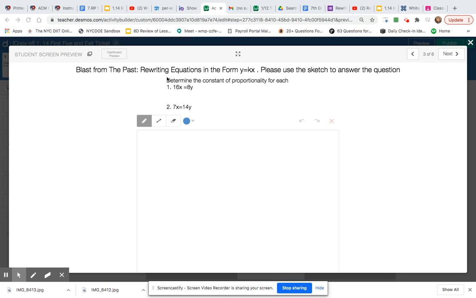Okay, guys, so here's today's blast from the past. We're continuing with rewriting equations in the form y equals kx. Please use the sketch to answer your question. So you needed to determine the constant of proportionality for each.